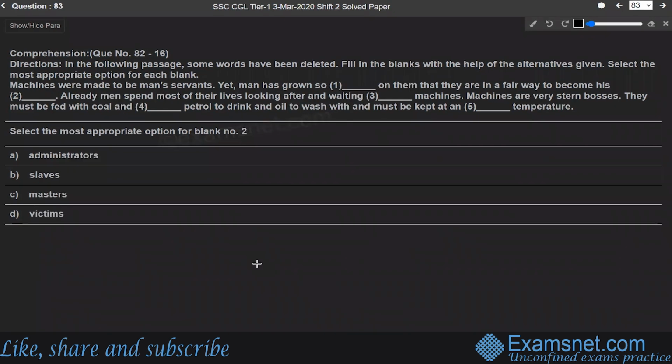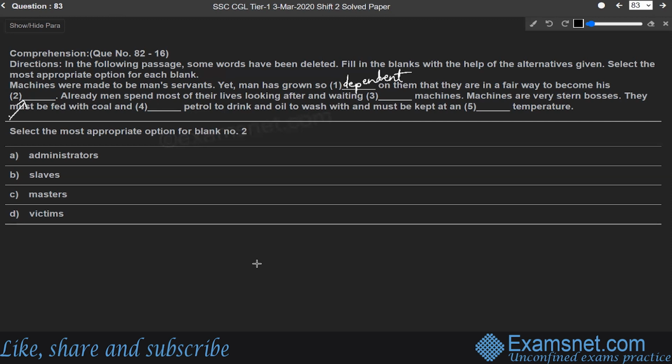Next question also has the same directions. In this part of the question, we have to select the most appropriate option for blank number 2. Blank number 2 is present here. In the previous question, we have seen how man is so dependent on machines. So the answer to the first blank was dependent, right? Now let us read the sentence again. The sentence is, machines were made to be man's servants, yet man has grown so dependent on them that they are in a fair way to become his blank.